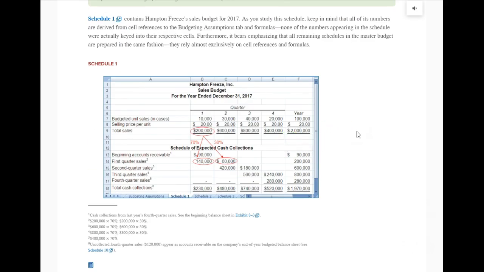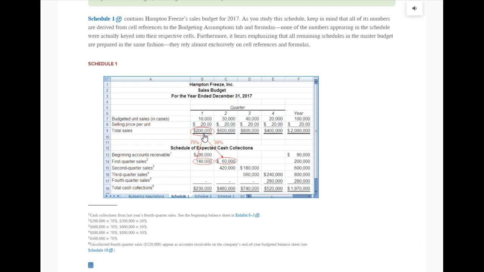Here's the sales budget. We just saw these quantities, these units, a minute ago. So each quarter totals $100,000. There's a selling price we just saw. And so this shows us that in quarter one, we expect to have sales of $200,000. 10,000 units, cases in this situation, times $20, so $200,000 will be our total sales.